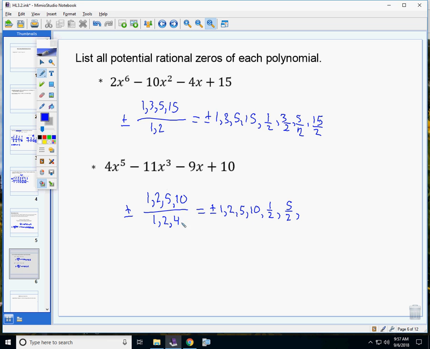Now divide them all by 4. We have 1 over 4. Then we'd have 2 over 4, which is a half. We already got that. We'd have 5 over 4. And then we'd have 10 over 4, which is 5/2. We already got that. So here are all the potential zeros for our function.